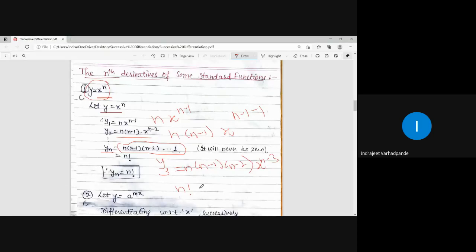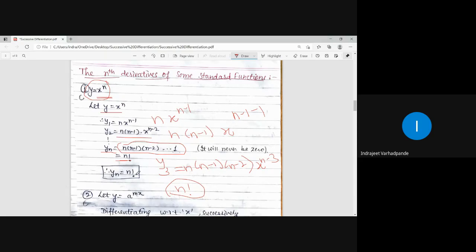Factorial defines that whatever is the given term, we have to take the continued product of that in decreasing order. n into n minus 1 into n minus 2 into n minus 3 and so on. So that continued product is denoted by the factorial notation, and here what I am getting as the answer is n factorial. So what is the nth derivative of x to the power n? The nth derivative of x to the power n is n factorial.